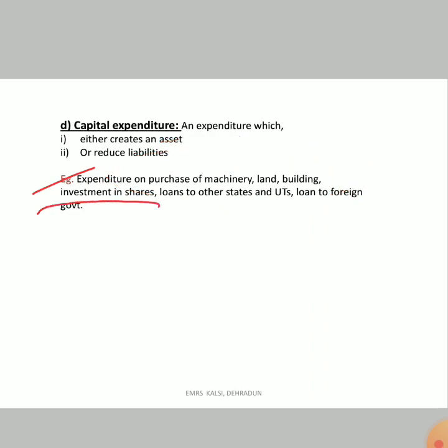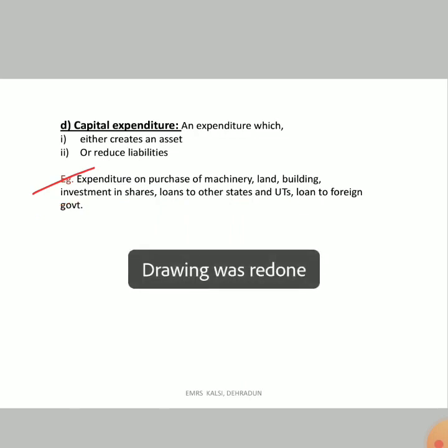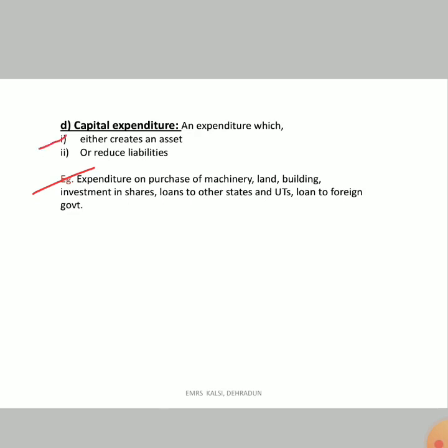Investment in shares is also an asset. Loan to other states: by giving a loan to other states, those states are termed assets, because in future money will be received from these states. Loan to foreign government. So if the government is spending money and that money is either creating an asset or reducing a liability, then that money will be counted under capital expenditure. Repayment of loan: if the government is repaying a loan, then what is happening? It is reducing the liability of the government.